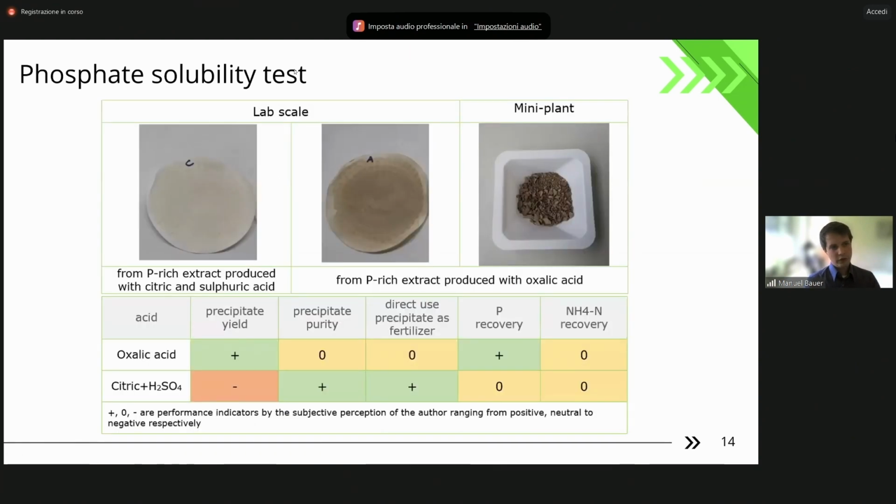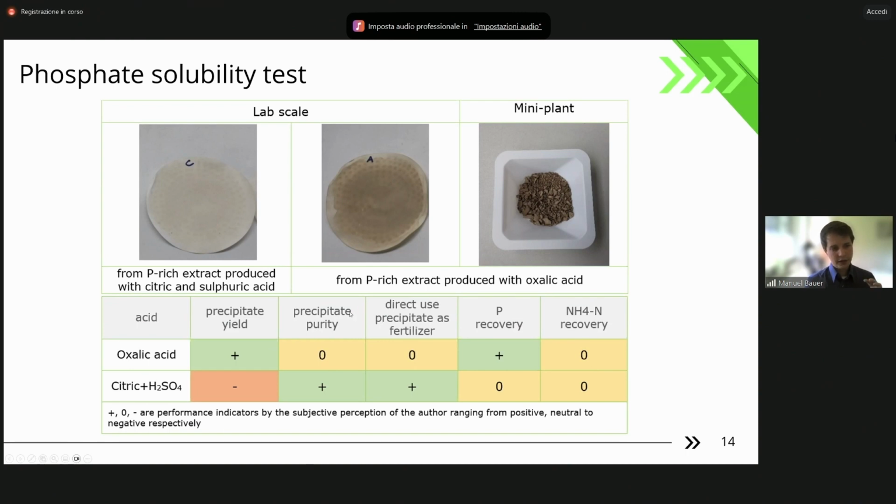And then we went on for lab scale trials and for mini plant trial, as I told you before. In the lab scale, both performed quite differently. You can already see this from the color. So as I told you, struvite is usually white, so you have obviously the most pure struvite from the sulfuric acid with citric acid, and the oxalic acid produced a less pure struvite.